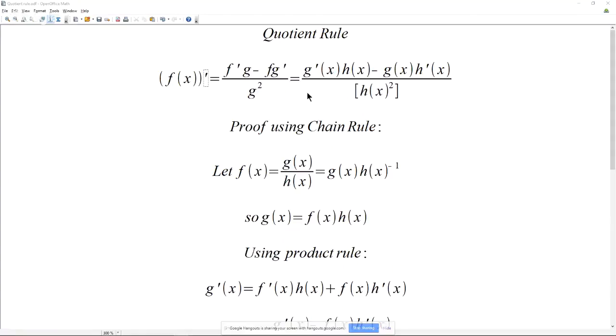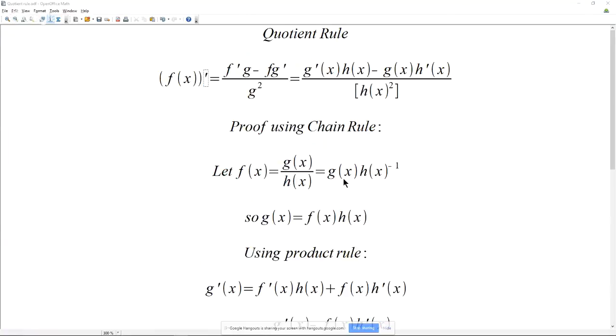But the g squared, people say, where does that come from? Why do you have to divide it by g squared or h of x squared? Well, this is the reasoning behind it. If f of x is equal to the ratio of g of x over h of x, again, two functions that are a ratio, you can also write it as g of x times h of x to the negative 1, because h of x to the negative 1 means 1 over h of x. So it's in the denominator here. This is just another way of writing it, so I don't have to use a vinculum or horizontal bar. I can write it in a linear form, using negative exponents.